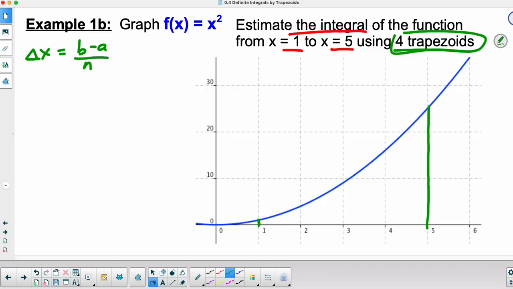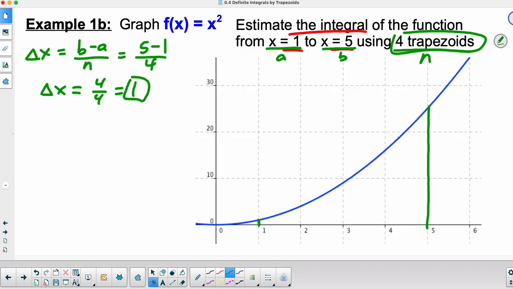So when I say b minus a, this is my b, that's 5. My a is my starting point, 1. The distance between 5 and 1 is 4, so 5 minus 1 is 4. n is the number of trapezoids I want, which is 4. What is my change of x going to be if I want 4 equal spacings? It's going to be 5 minus 1, which is 4, divided by 4. This is going to be 1. My change of x is going to be 1.